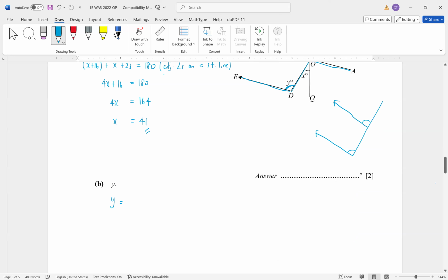So Y is equal to X plus 16 plus X. This property will be corresponding angles, and this is because DE is parallel to AB. We know that X is 41, so we have 41 plus 16 plus 41. So we have 82 plus 16, so 98. So Y will be 98.